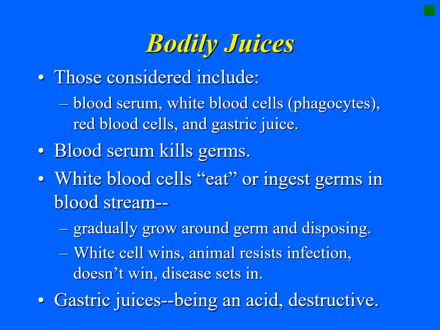So blood serum would basically kill microorganisms because they're unnatural to the body. Your white blood cells would eat or ingest those organisms that are in your circulatory system. They gradually grow around the germ and dispose of it out of the body. And if your white cell wins, again, the animal will resist infection. If it doesn't, a disease could set in. And with the gastric juice being an acid, what makes it destructive is its acidity.